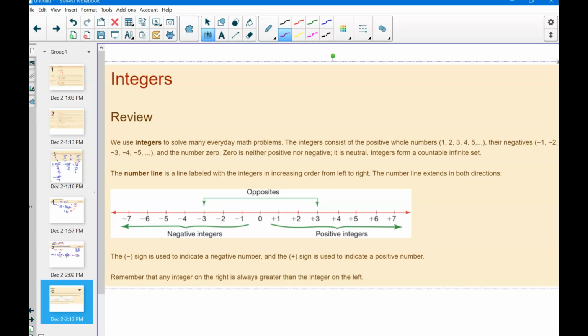So, integers. Integers are basically just counting numbers. 1, 2, 3, 4 are integers. But the thing about integers is they go in both directions. Oh no. That's what makes them nasty.